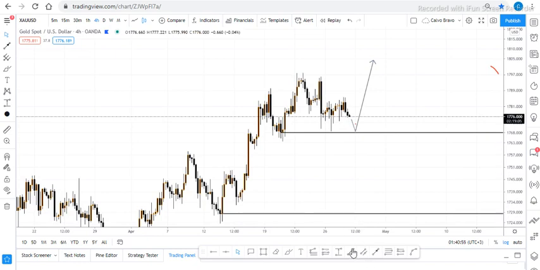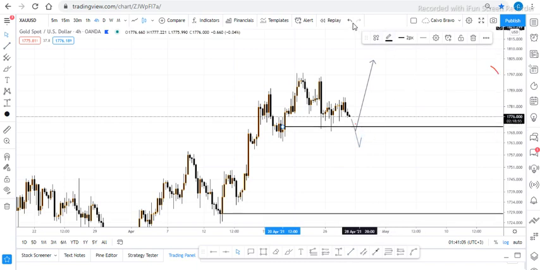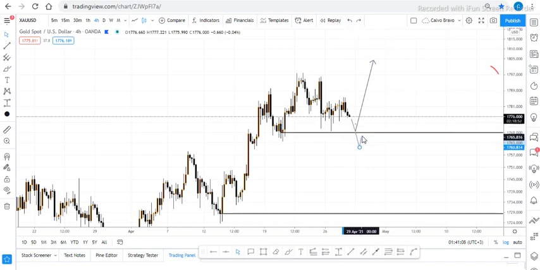But if the price successfully breaks below this level, then I will wait for the possible retracement, and I'll be looking to short this pair to this level here. So that's my bias on the 4-hour time frame.